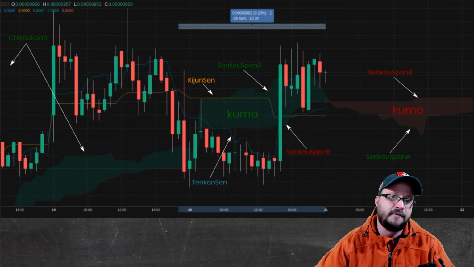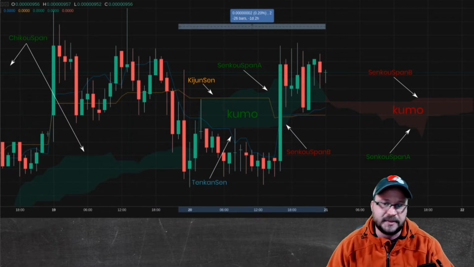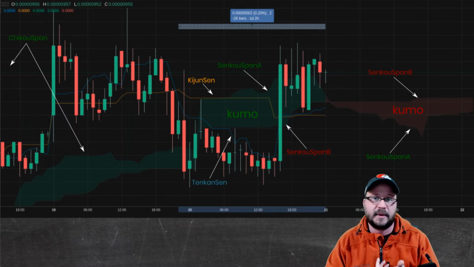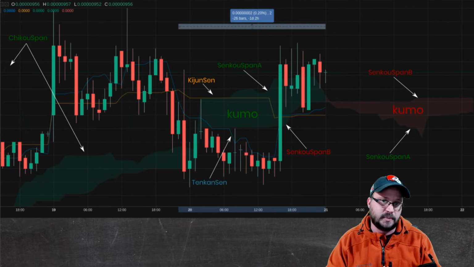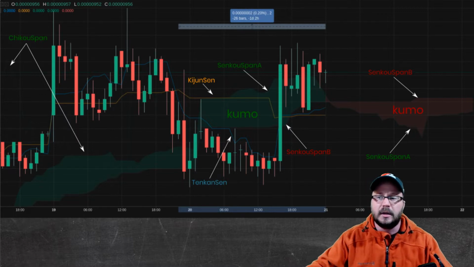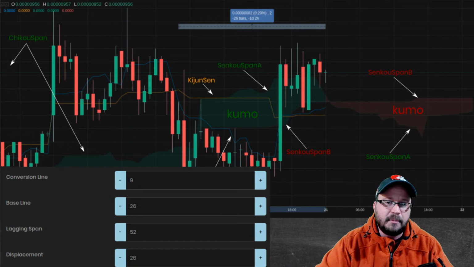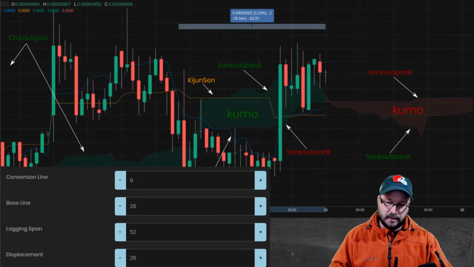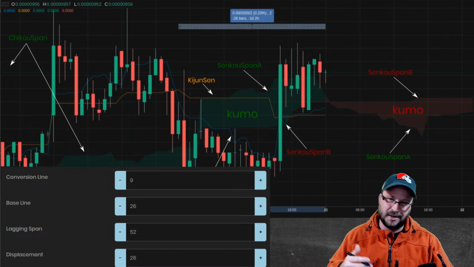So there are 5 lines in the Ichimoku system. There is the Tenkan Sen, the Kijun Sen, Senkou Span A, and Senkou Span B, and there's also the Chikou Span. As far as the numbers that are used to calculate those lines, those are down here. We're going to use the defaults. You'll see those in a lot of places.